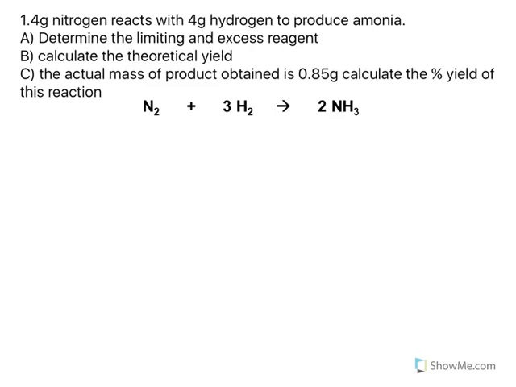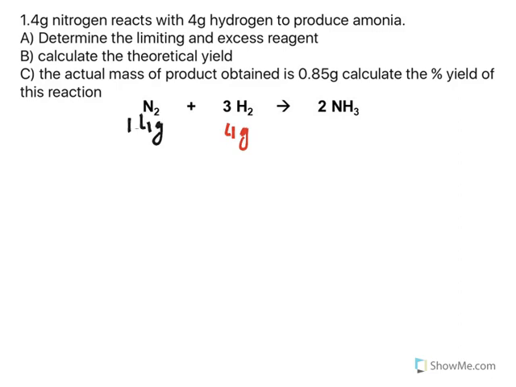This video tutorial will teach you how to determine the limiting and excess reagent by calculations, how to find the theoretical yield of a product, and how to calculate the percent yield. So, at the beginning we have in this question 1.4 grams of nitrogen reacting with 4 grams of hydrogen. So, first we need to find which one of those is the limiting and which one is the excess reagent.